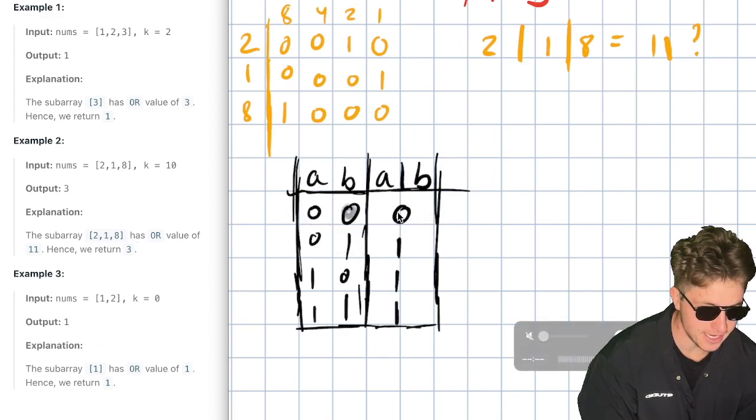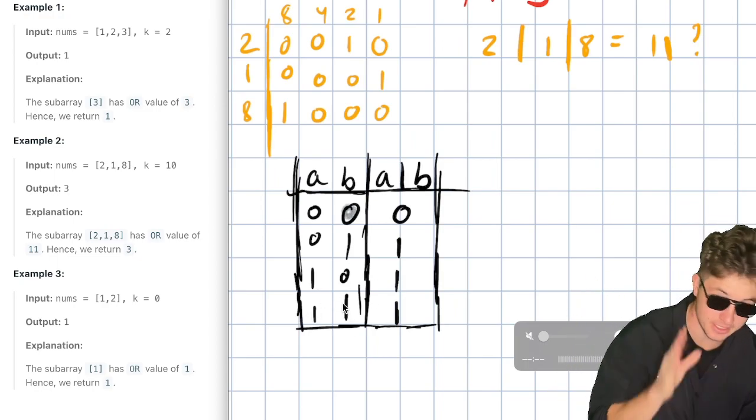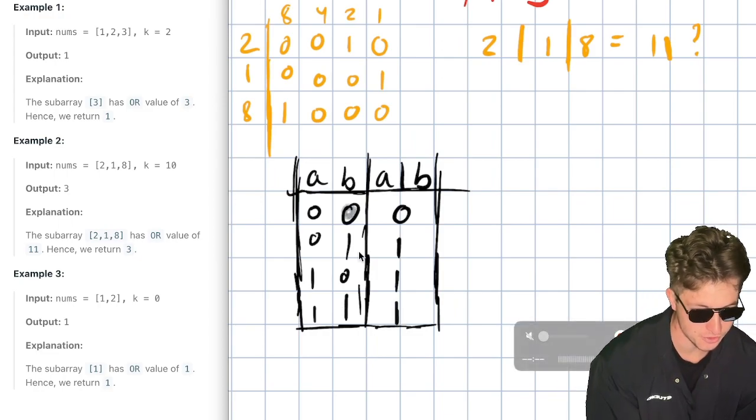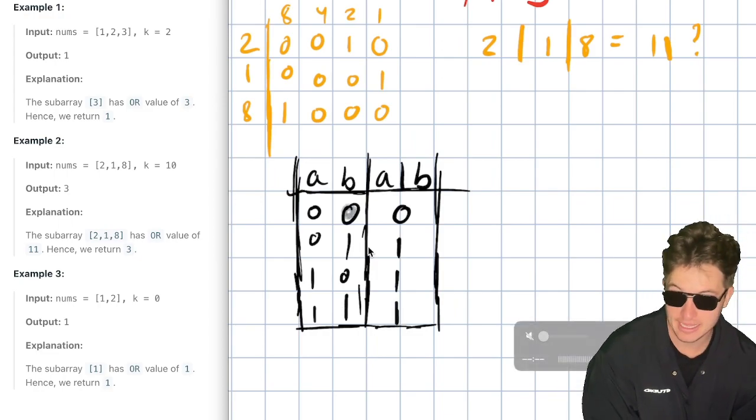Neither of them are true, so the answer is false. Since it's 0 and 1 here, one of them is true, so the answer is true. Since one of them is true here, the answer is true. Since one of them is true, it so happens that both of them are true, but it doesn't matter. It doesn't change anything. If at least one of them is true, the answer will be true.